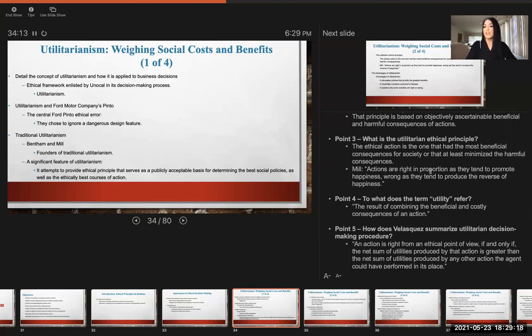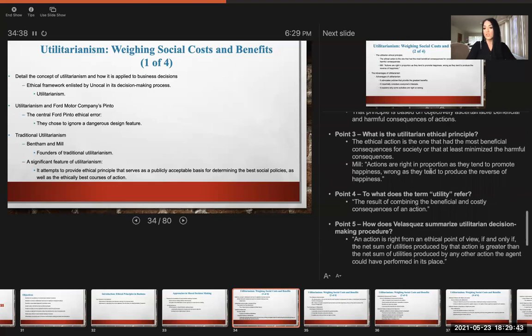So what is a utilitarian ethical principle? The ethical action is the one that has the most beneficial consequences, or that at least minimizes the harmful consequences. Mill: actions are right in proportion as they tend to promote happiness, wrong as they tend to produce the reverse of happiness as well. So to what does the term utility refer? The result of combining the beneficial and costly consequences of an action.